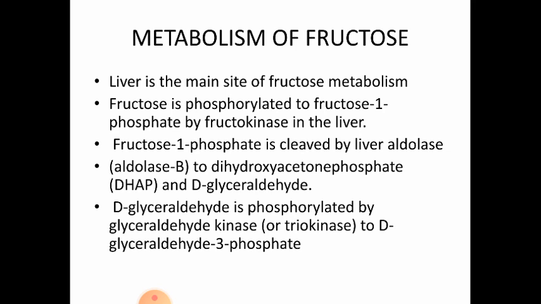And then this fructose 1-phosphate is cleaved by the liver aldolase. The next enzyme coming is aldolase B, which acts upon it to form DHAP, dihydroxyacetone phosphate, and D-glyceraldehyde. DHAP you are familiar with in glycolysis. D-glyceraldehyde is also an intermediate present in glycolysis and gluconeogenesis. This D-glyceraldehyde is phosphorylated by glyceraldehyde kinase, or triokinase, to D-glyceraldehyde 3-phosphate.